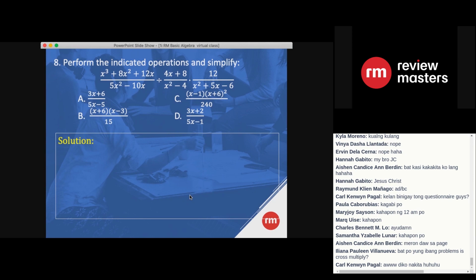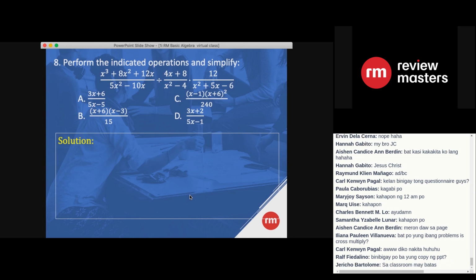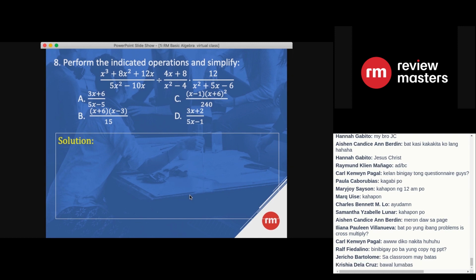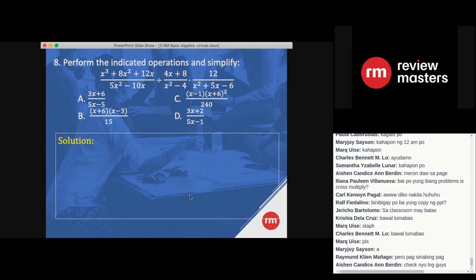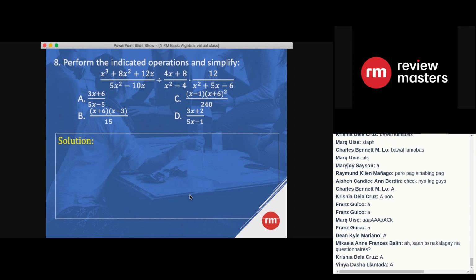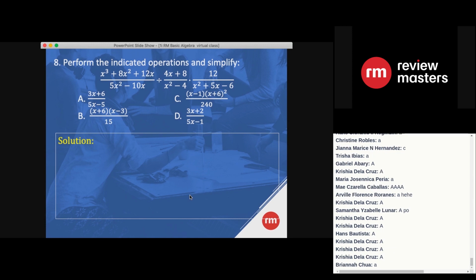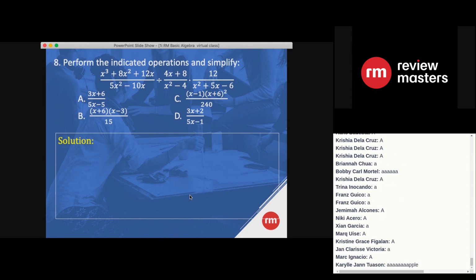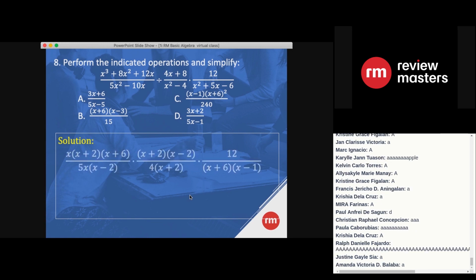Okay. Number 8, perform the indicated operations and simplify. Sino yung may sagot dito? What is your answer in number 8? Anyone? What is your answer in number 8? Okay, we have one answer, A. Okay, very good. Most of you answered A. That's very good. A as in apple down. Okay. So how do we solve for that?